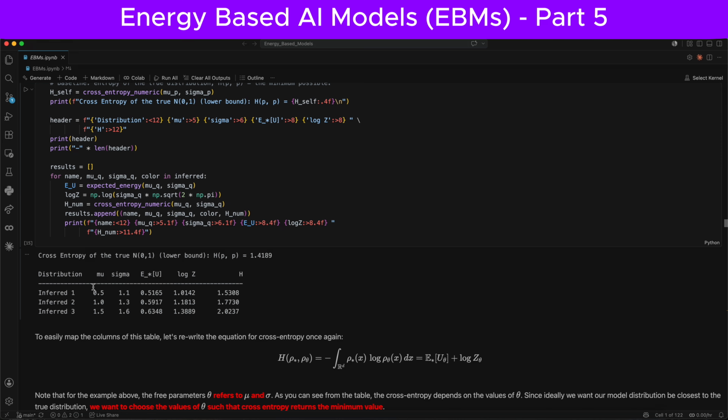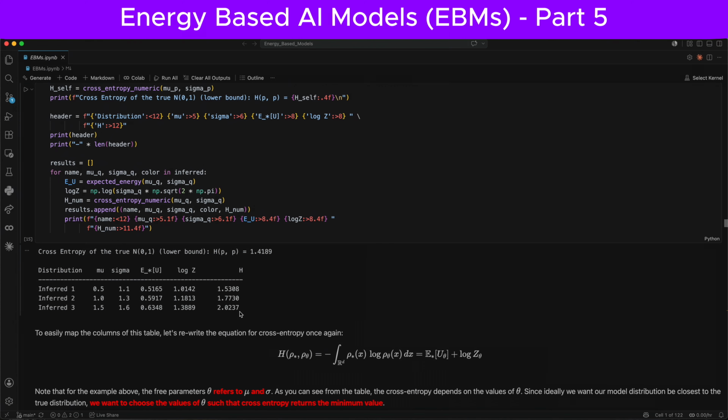Looking at the printed table, the cross-entropy of the true distribution with itself is about 1.42, and that is the lower bound. No model can do better than this. Then, as the inferred distributions get worse, the cross-entropy grows. Inferred 1 gives about 1.53, inferred 2 gives about 1.77, and inferred 3 gives about 2.02. Note that for the example above, the free parameters theta refer to mu and sigma.